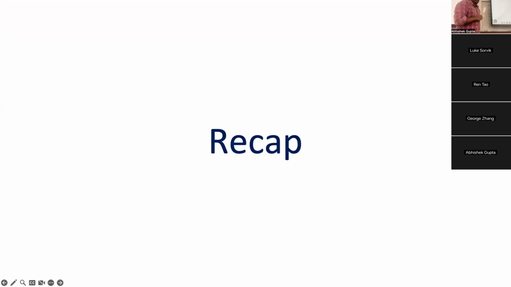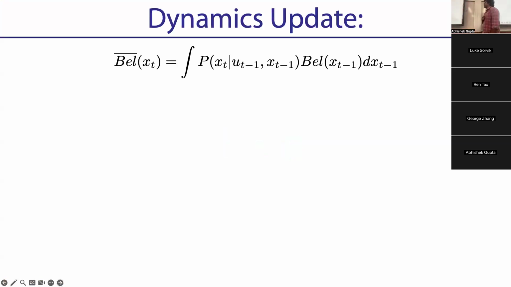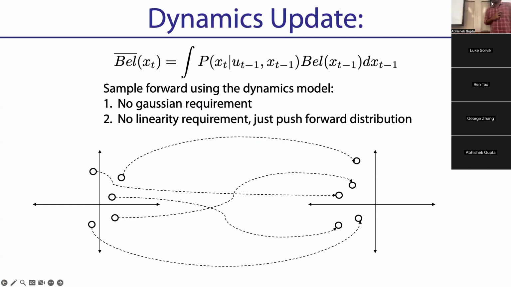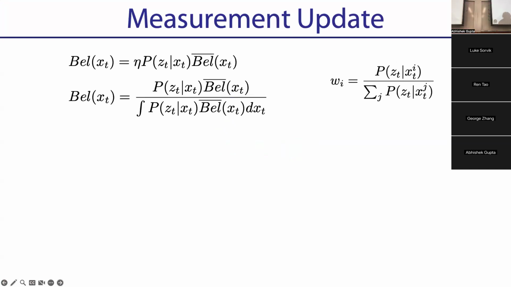Cool. So let's do a little recap. We started by talking about Bayesian filtering. We talked about going to belief. Belief propagation with the particle filter was basically pushing things forward through our motion model. So we didn't need anything like Gaussian assumptions. We didn't need linearity. We just pushed things forward through the particle filter.